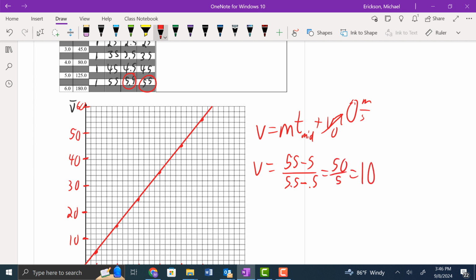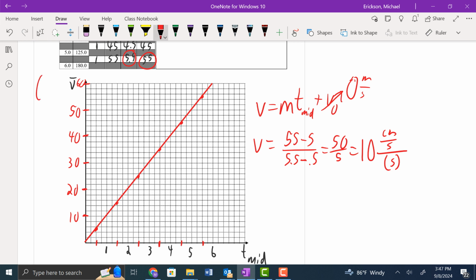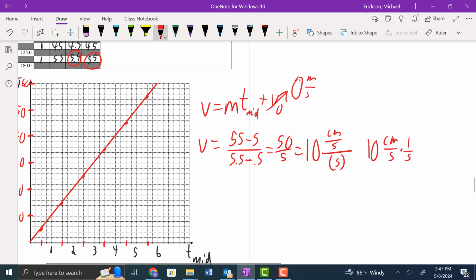And my units for V are centimeters per second, and my units for time are seconds. So just to be clear, let me put my units down. This second and this second will not cancel each other out. It's almost like I'm writing centimeters per second times 1 over second, where this is a fraction, basically. And what that means for my units is I'm getting 10 centimeters per second squared.